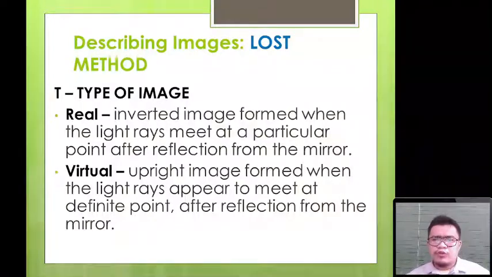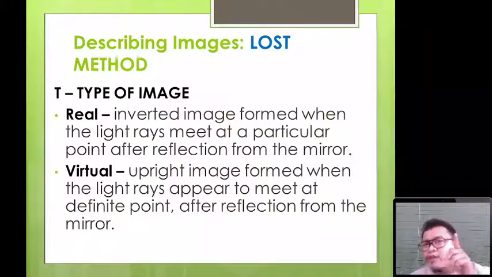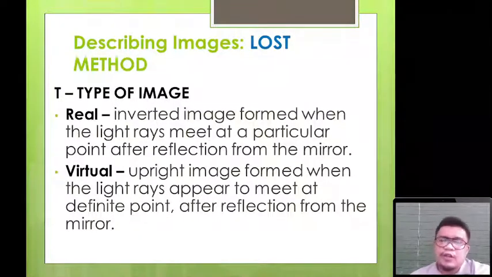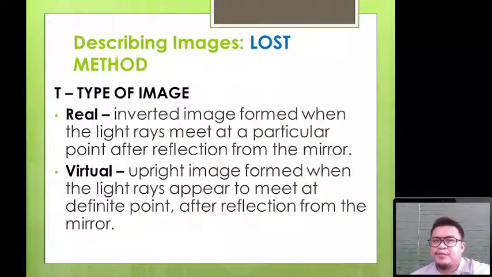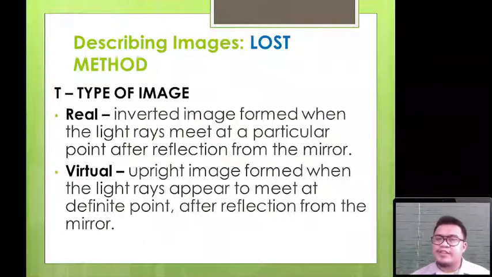So, how do you describe an image if it's real or virtual? Just very simple. If the image appears inverted, then that is a real image. Okay? And if the image that you see appears to be upright or has the same orientation as that of the object, then we can say that the image is virtual. Okay? So, that's how we describe images in this case.